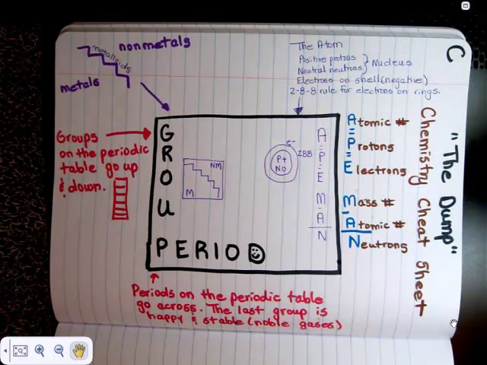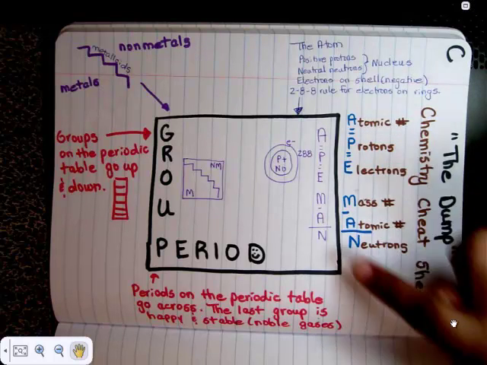We wrote 288 as a reminder of the 288 rule for electrons on the rings. The first ring can only hold 2 electrons, the next ring can hold 8, and the third ring can hold 8. The last thing that you wrote is Ape Man.